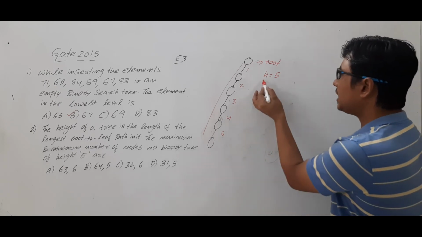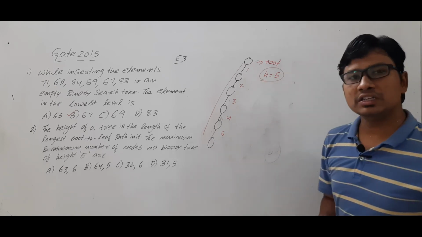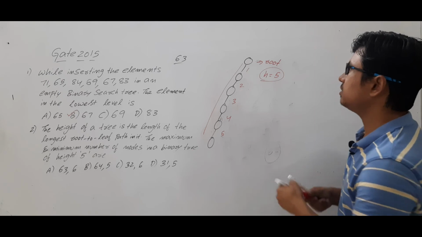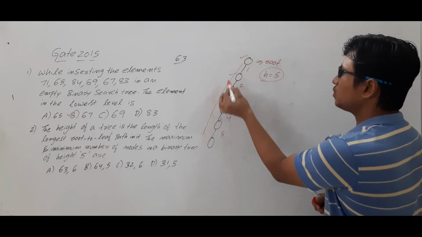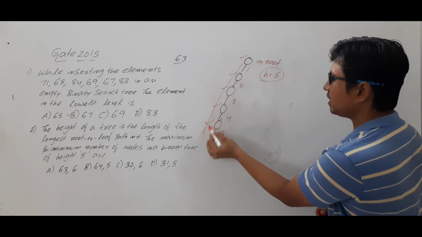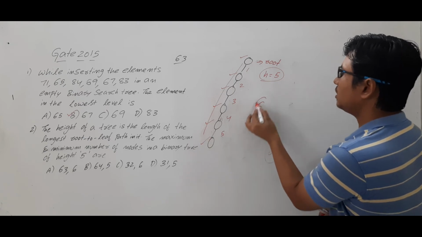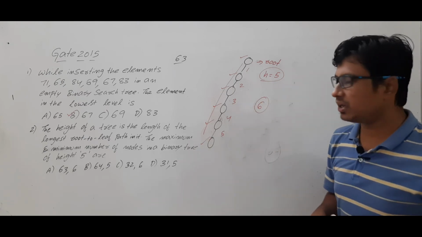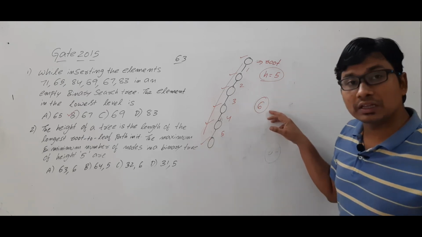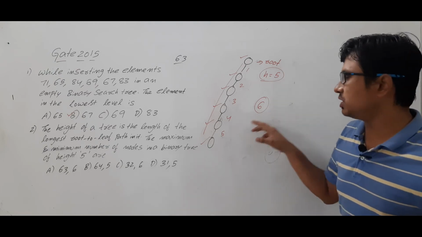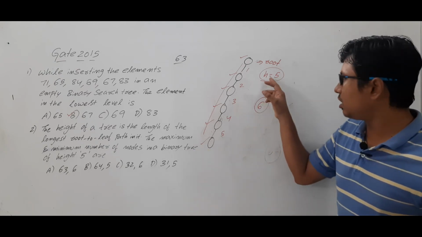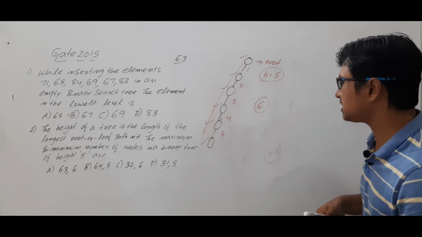So if the height is equal to 5, what is the number of nodes? The number of nodes is 1, 2, 3, 4, 5, 6. So if you have height equal to 5, the minimum number of nodes possible is h plus 1. Are you able to understand?